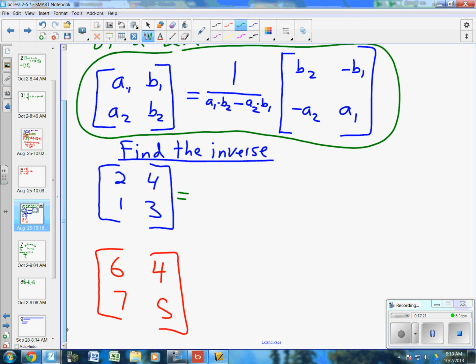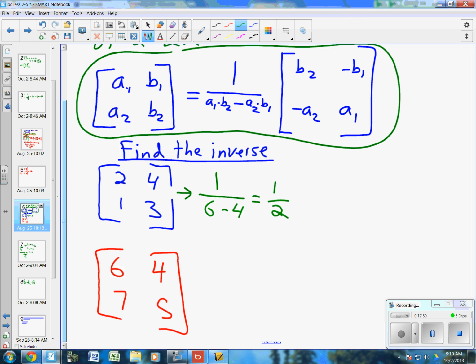Here we go. We're going to go 1 divided by the determinant. 2 times 3 is 6. 1 times 4 is 4. I'm going to minus that. So what's 1 over 6 minus 4? It's 1/2. So I'm going to put an arrow here, and this one's an equal sign because we got an equal. So 1/2 is what we get when we find the determinant.